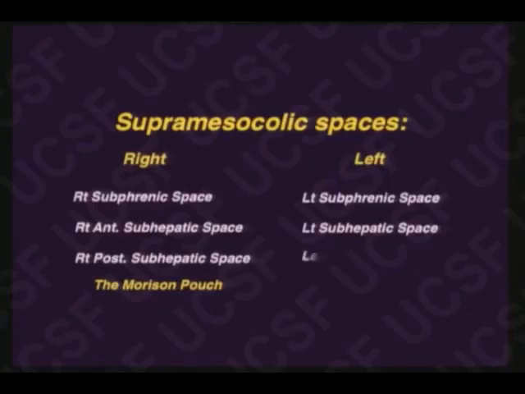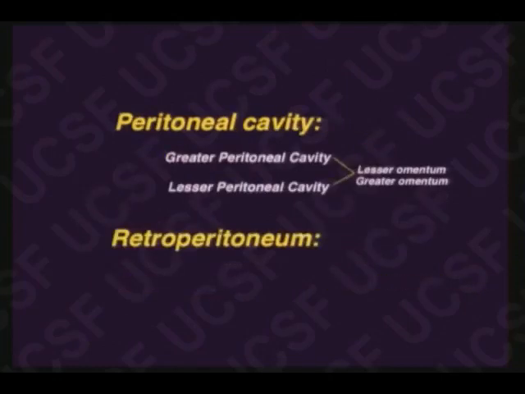Now, the analogous space to the Morrison pouch on the left side is the lesser sac, or more appropriately, the lesser peritoneal cavity. As you know, the lesser and greater peritoneal cavities are separated by the lesser and greater omentum. But here we're only interested in the lesser omentum. The greater omentum, or the omental bursa, is fused, so we don't get fluid collections in the omental bursa.